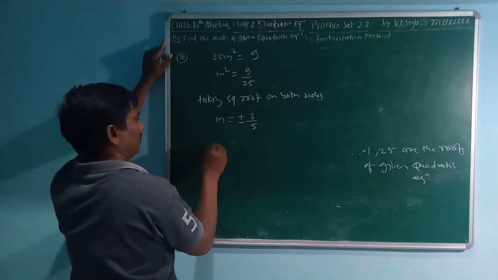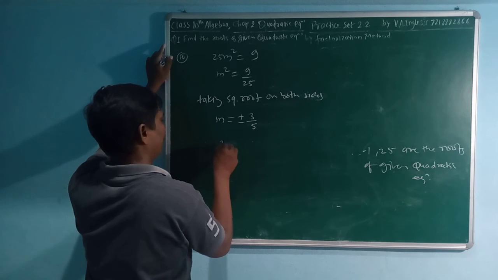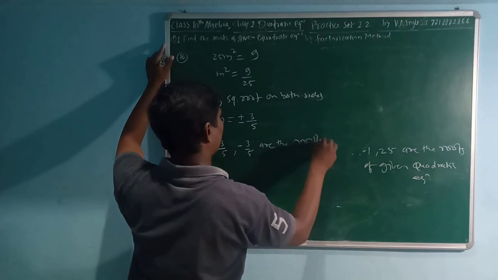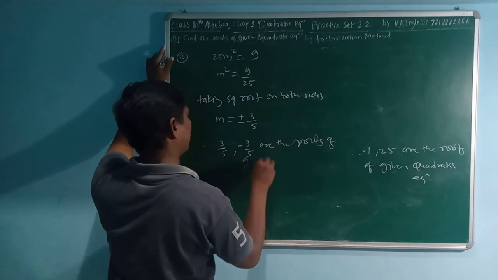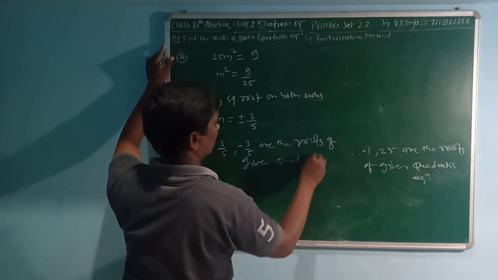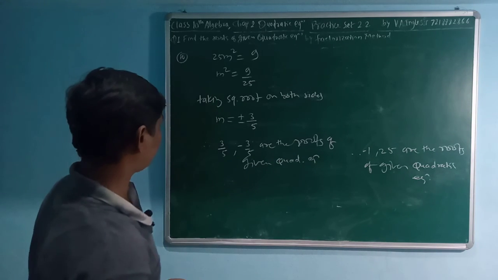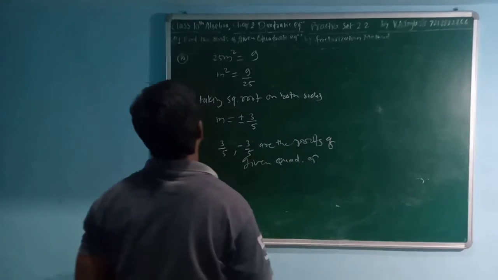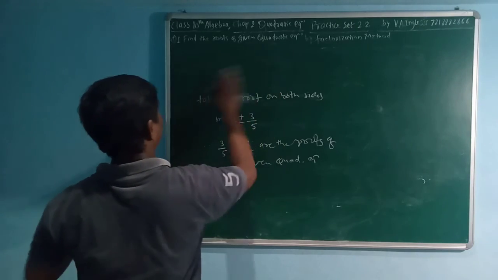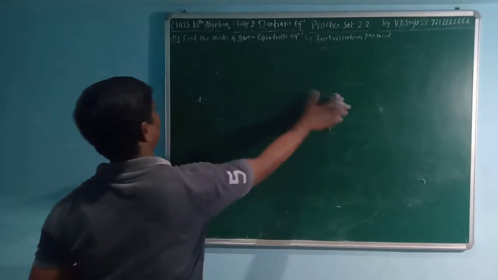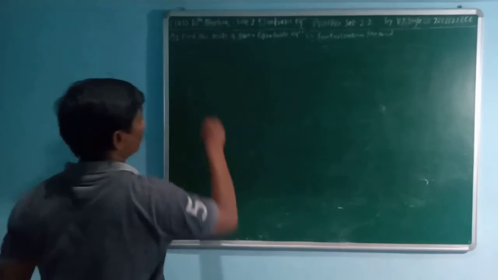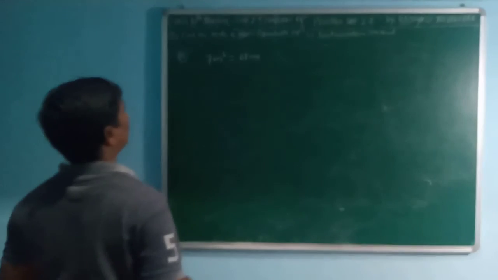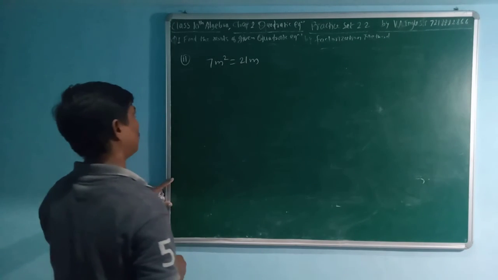Okay, therefore 3 by 5 and minus 3 by 5 are the roots of the given quadratic equation. Okay, now after this we'll go for the example number 11, and the example number 11 is 7m square is equal to 21m. Again this is also a simple form of quadratic equation.